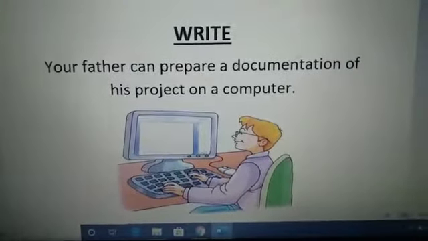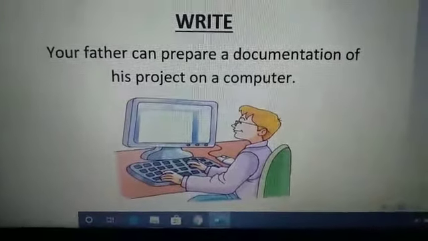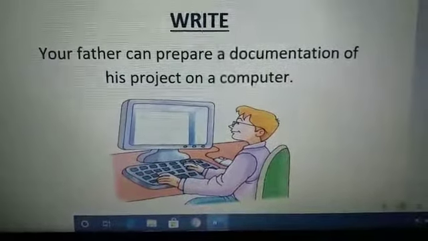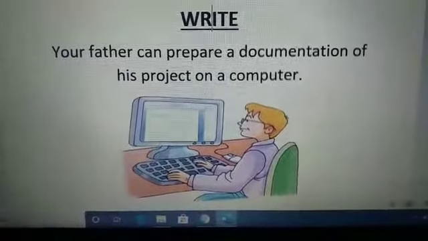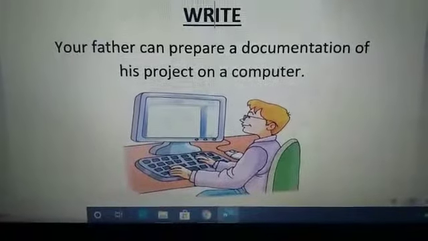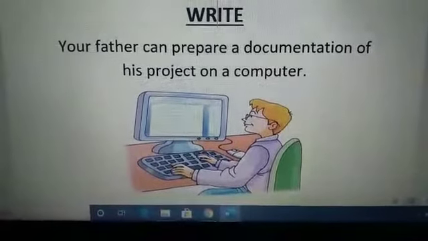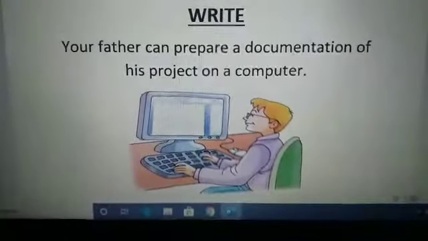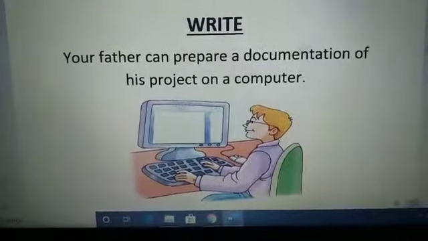Your father can prepare a documentation of his project on a computer.